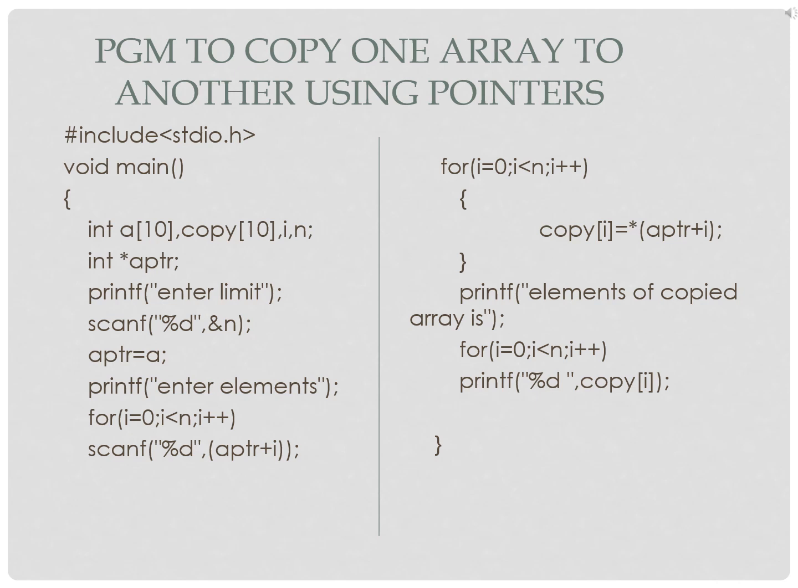So in the first case, I equal to 0. So copy of 0 equal to star of APTR plus 0. I is incremented. Copy of 1 equal to star of APTR plus 1. So similarly, all the elements will be copied, and after copying, you print the second array, the copy array.